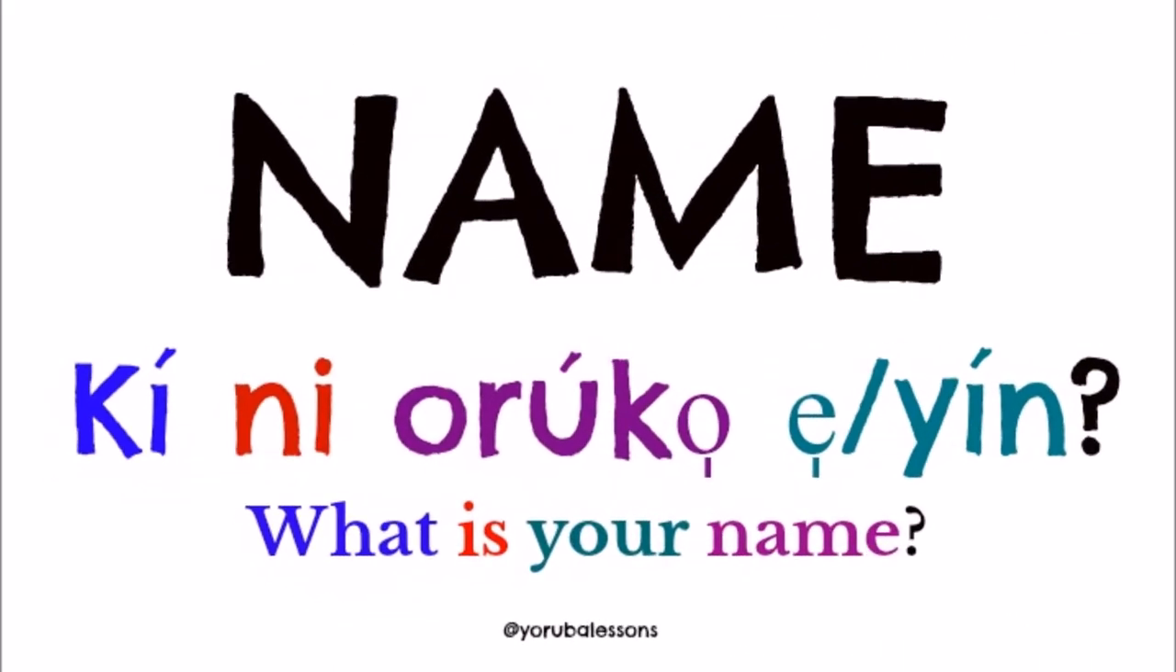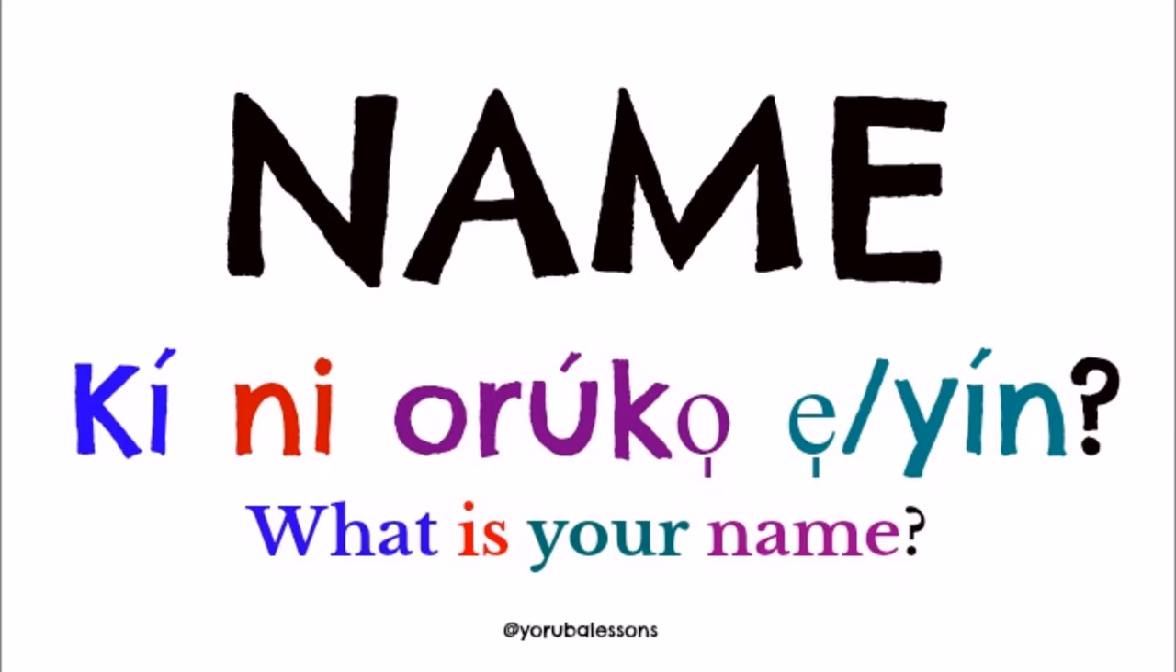Okay, so if the person happens to be older than you and it's still a direct conversation, and you're both conscious that of course one of us has to be older, so maybe someone that is old enough to be your elder sister or elder sibling or even a parent, you would say Kini oruko ni. Ni is the pronoun that you would use to show that you're respectful instead of e. So Kini oruko ni would be for someone that is older than you. Kini oruko ni. What is your name? It means the same thing, but the pronoun would change.